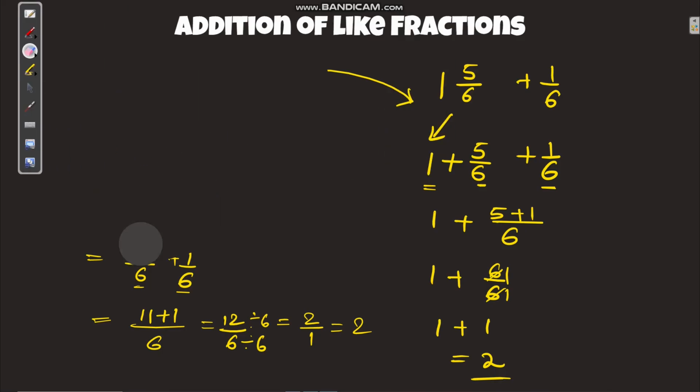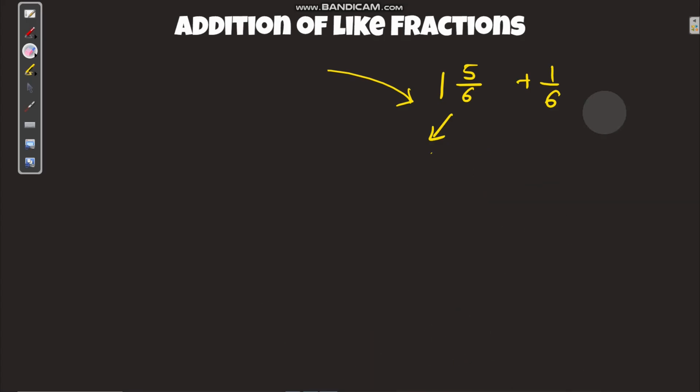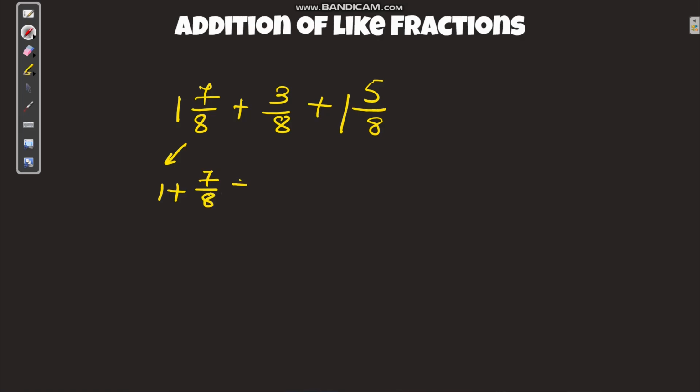And if you want a video on how to convert it to a mixed fraction or how to reduce it, I have already posted one video on that. So let's solve one more question. Let's take 1 7 upon 8 plus 3 by 8 plus 1 5 by 8. See, whenever you have mixed fractions, either you convert them or you can split them. Okay, so I'll just split this number, that is 1 plus 7 by 8 plus 3 by 8 plus, I'll just split this one now, that is 1 plus 5 by 8.